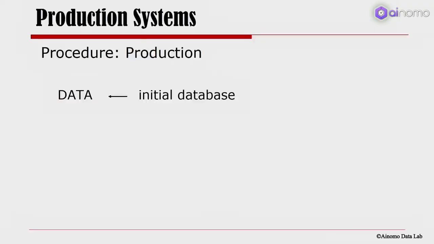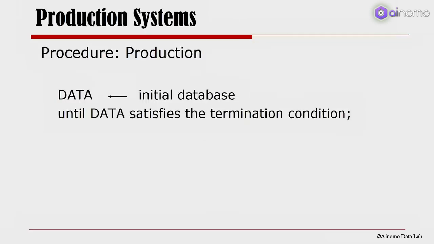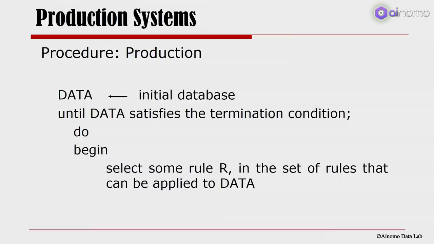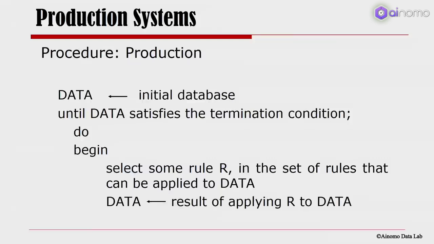So here is the procedure for production. We have an initial database that's updated to data, and then we keep on working with the operators until the termination condition is satisfied. So we select some rule in the set of rules that can be applied to data. We apply that rule to generate new data, and we keep on doing this loop until we have the termination condition satisfied, in which case we have actually arrived at the goal state, and then we say that the problem has been solved.